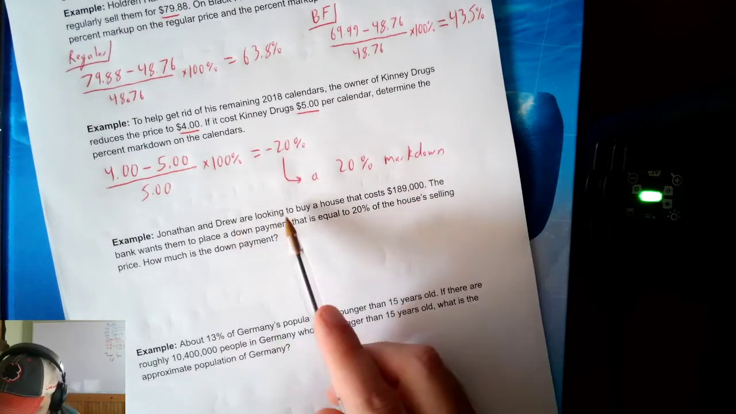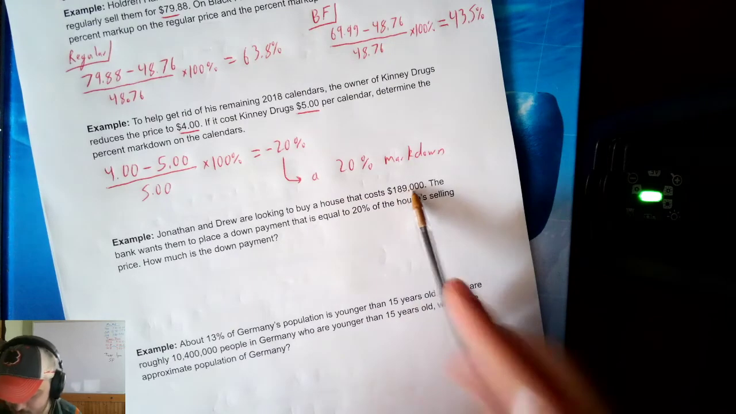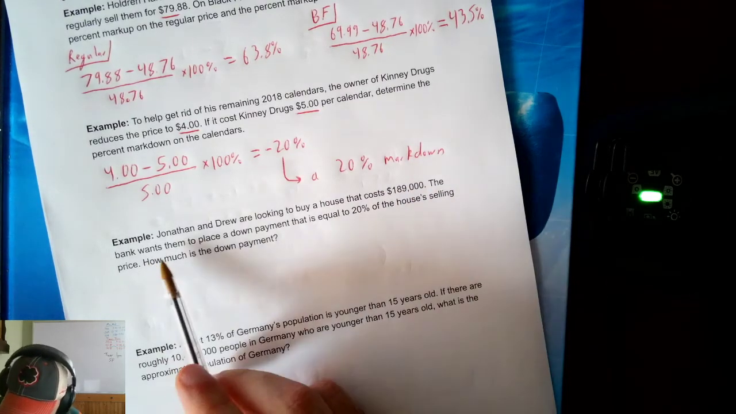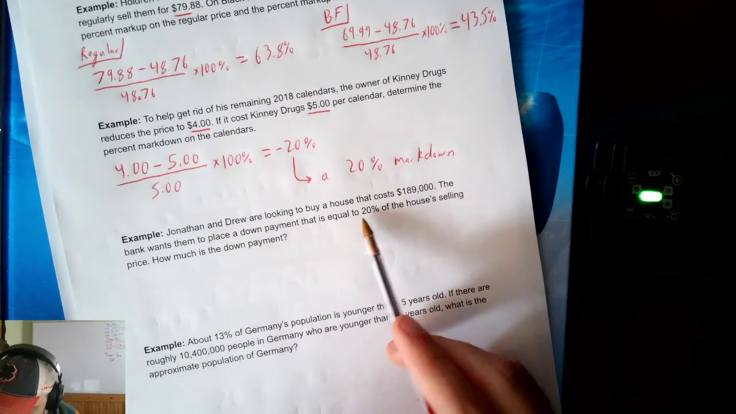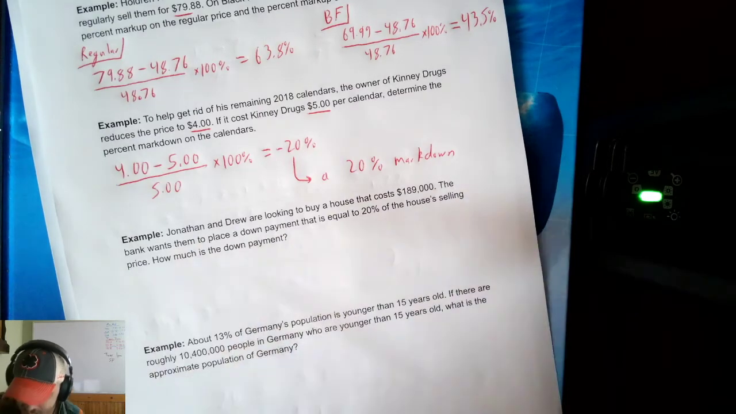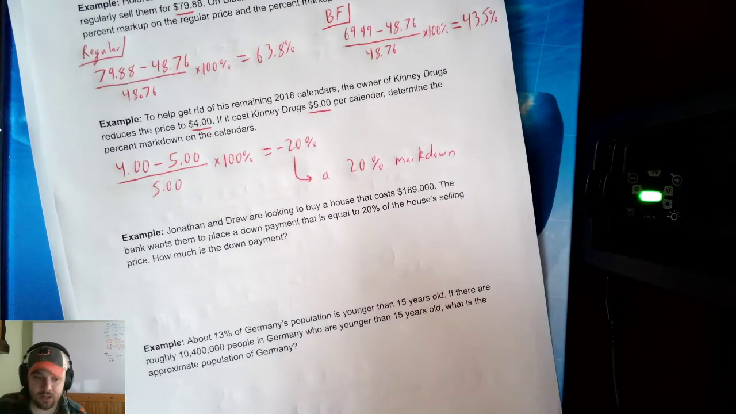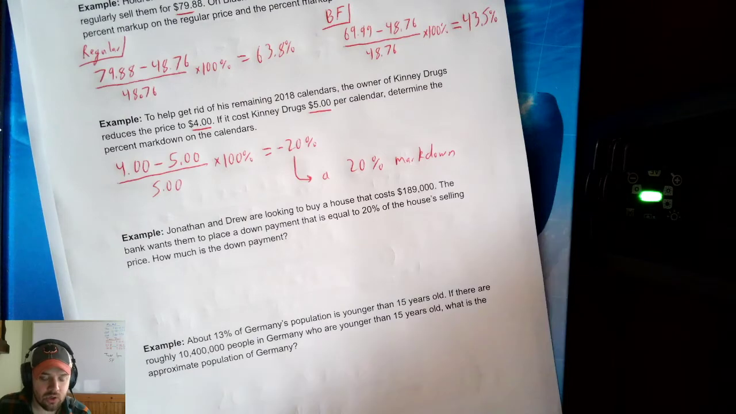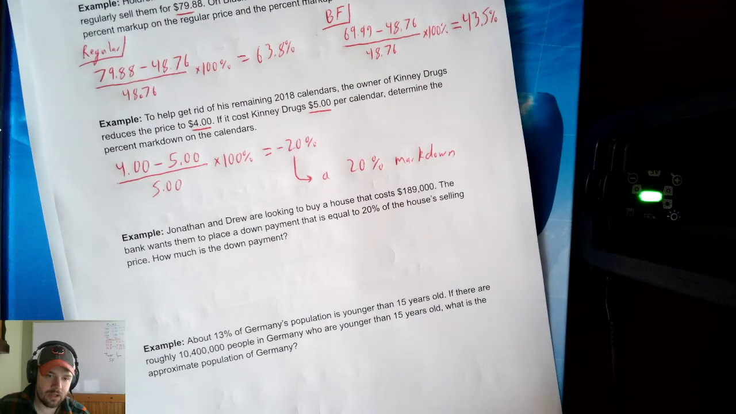Jonathan and Drew are looking to buy a house that costs $189,000. The bank wants them to place a down payment that is equal to 20% of the house's selling price. How much is the down payment? Now, this question is trying to mislead us a little bit. This is actually a regular old ratio problem. This question is regular old percentages. It doesn't have to do with markdowns or markups.